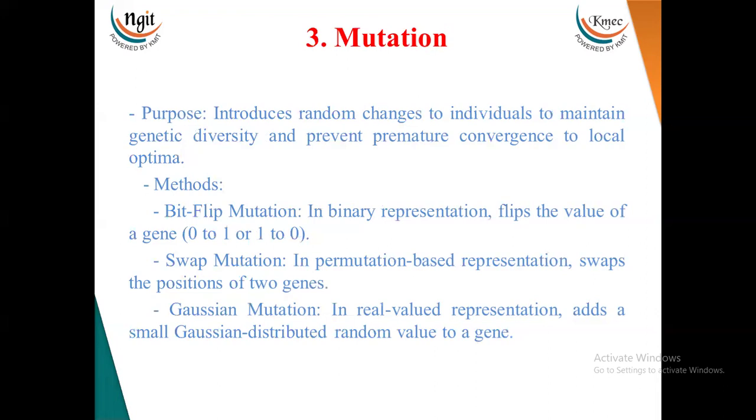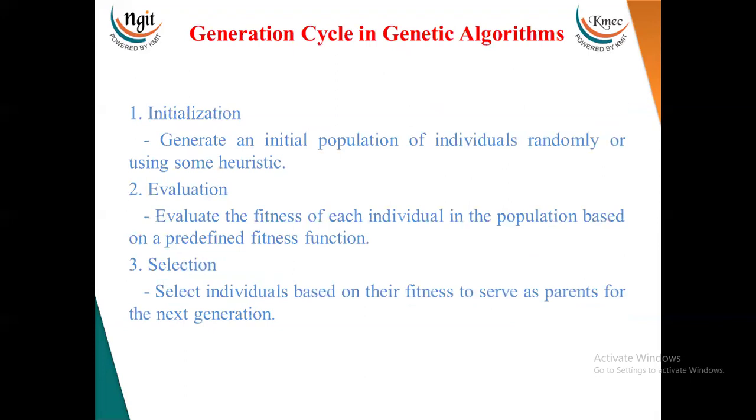Bit flip will flip a value, like 0 to 1 or 1 to 0. The second one is swap mutation. It will change the position of two genes. Gaussian will add a Gaussian distributed random value to the gene. So with the first mutation, I can change either 1 to 0 or 0 to 1. With the second one, I can swap two positions of those genes, and with the third I will add some error, like a Gaussian distributed random value, to the existing gene. So this is the third one.